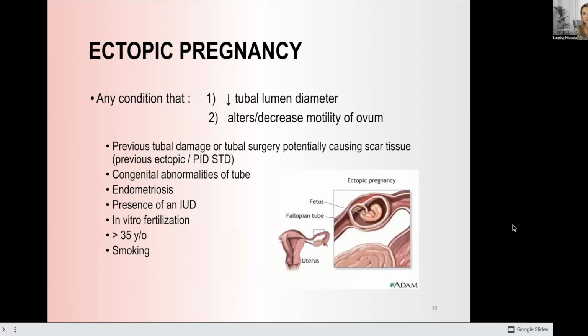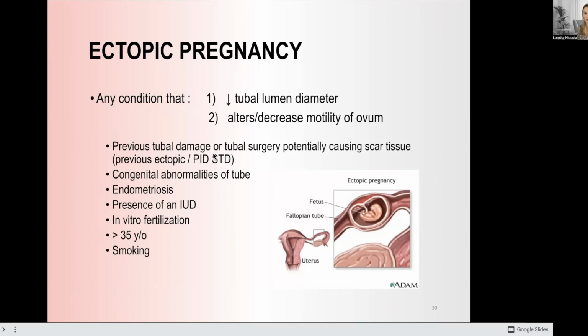So an ectopic pregnancy can occur because of any condition that decreases the lumen of the tube diameter. So the lumen of the tube is smaller than it should be. Sometimes if there was a tubal pregnancy before, there can be scar tissue. Scar tissue is the primary reason that you would have decreased lumen. Anything that alters or decreases the motility of the ovum can slow things down and cause a pregnancy to adhere there.